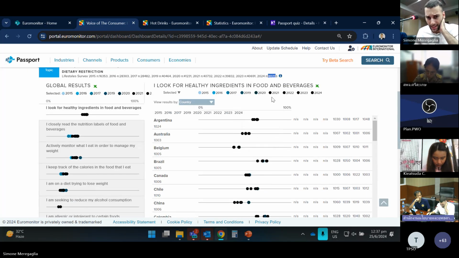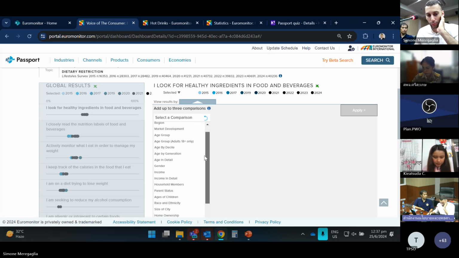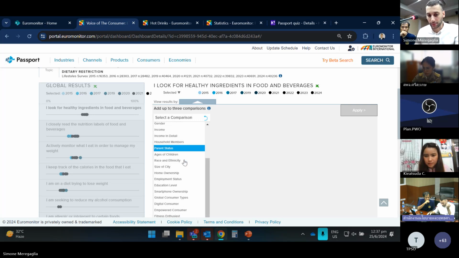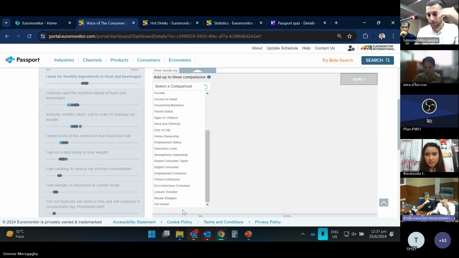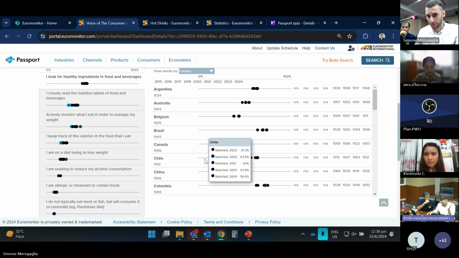And you can compare countries, but you can also do a comparison by age group, by gender, or you can decide a custom comparison. You decide what to check. You want to compare by income. You want to compare by parental status. You want to compare by education level. It's up to you. So you can play around with this data. It's a very, very thorough survey.